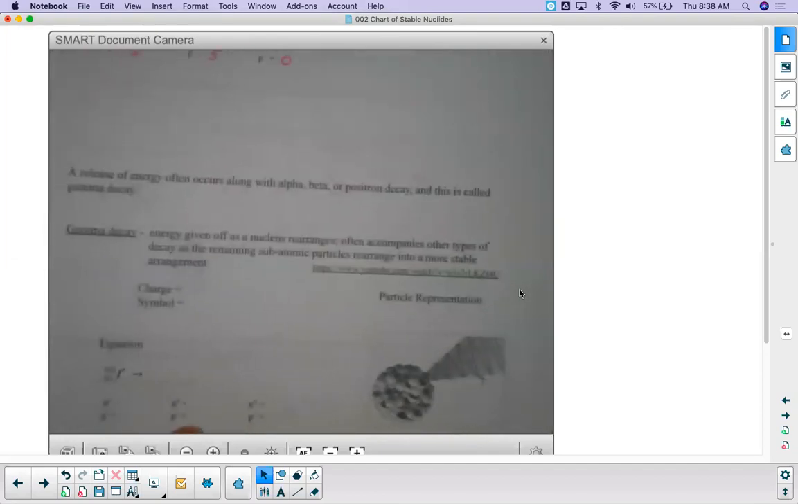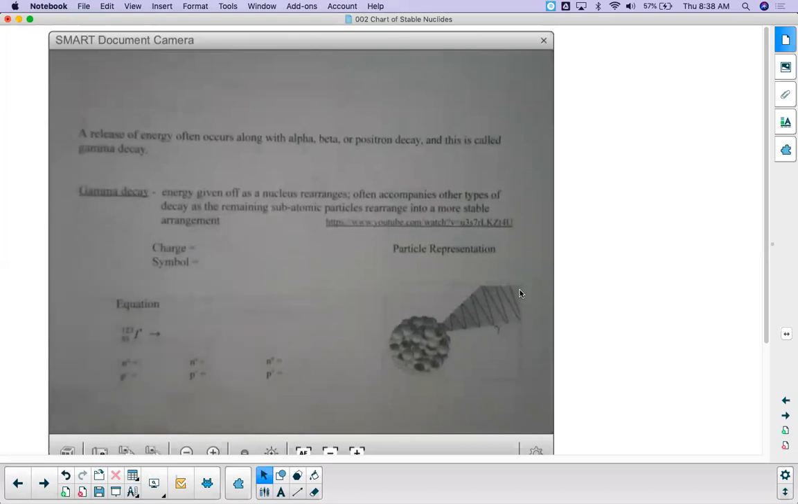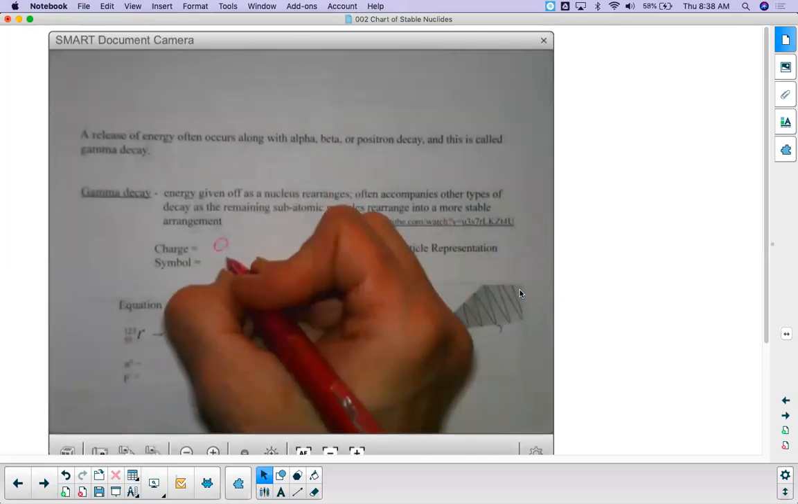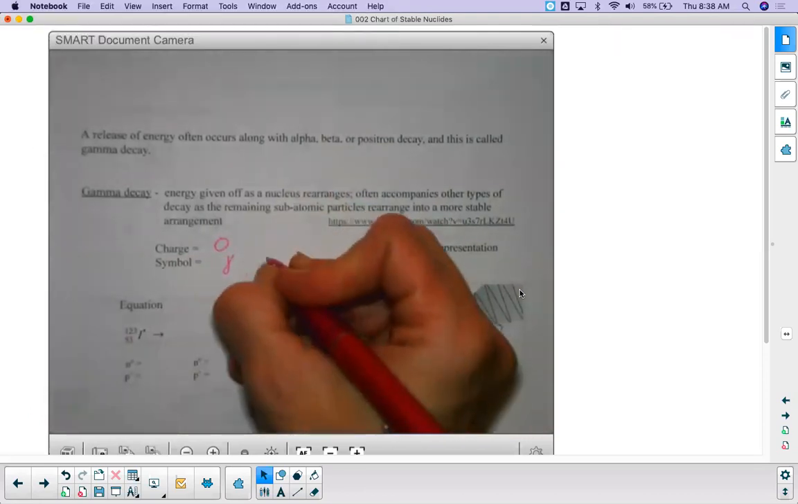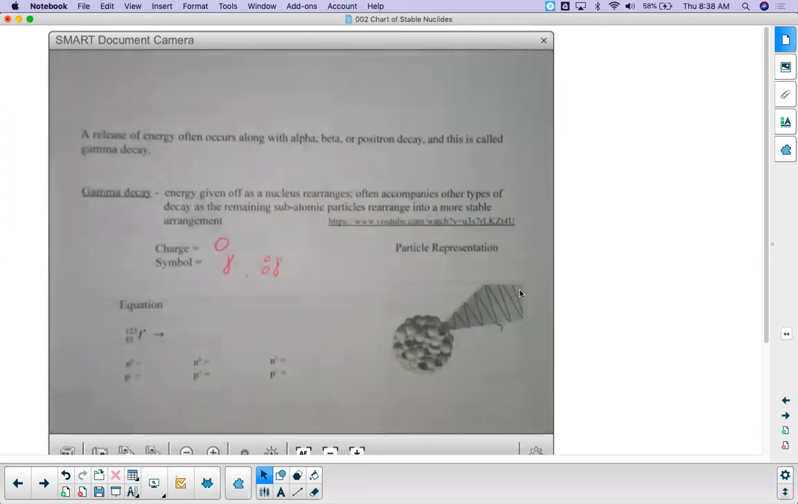Now, there's some other factor here that also accounts for a release of energy. The release of energy that occurs along with alpha, beta, and positron decay is called gamma decay. This is nothing but energy, and it's given off as the nucleus rearranges. It often goes with other types of decay. It has no charge. Its symbol is gamma, which is sometimes a 0,0 gamma to represent no proton, no neutron, no mass, no nothing.